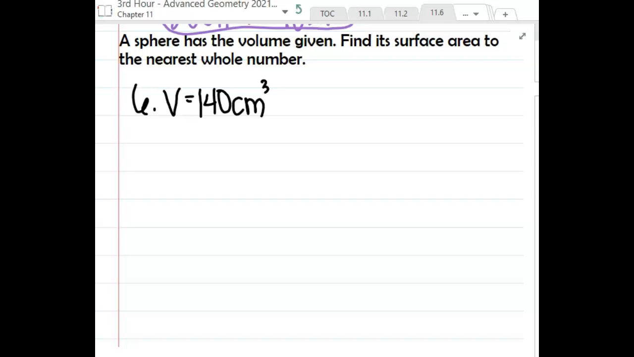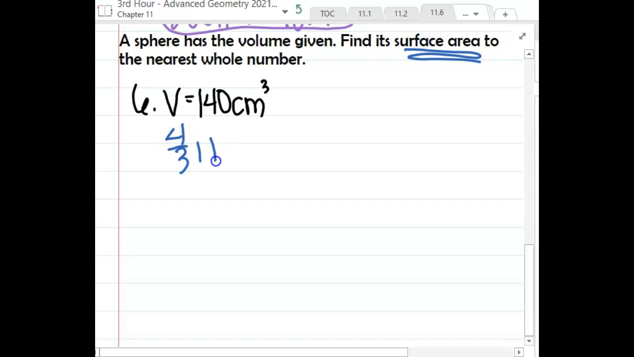So similar to the circumference one, my goal is to find surface area. To find the surface area, I have to have the radius. And they don't give me the radius, they give me the volume. But where did that volume come from? Can you find the volume? 4/3 pi r cubed. When I took 4/3 times pi times the radius, which I'm looking for, and I cubed it, I got 140.